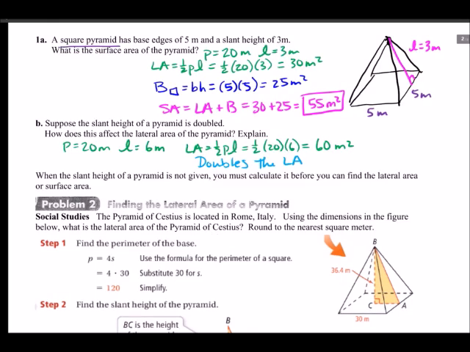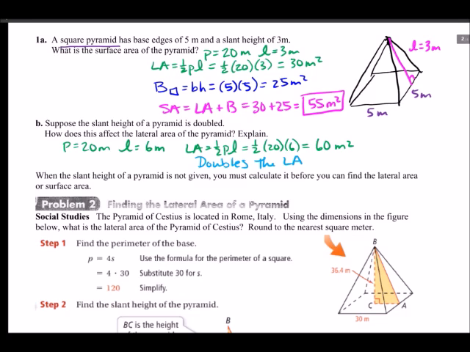All right, we were given a square pyramid. That means our base is a square. Yay! With side lengths of 5 meters and a slant height of 3 meters. So I just drew my pyramid, and we were asked to find the surface area. First, I found the lateral area, which I need perimeter and slant height. The perimeter of the base is just 5 times 4, which is 20 meters. My slant height is given. My lateral area, write my formula, plug it in, and I get 30 meters squared.